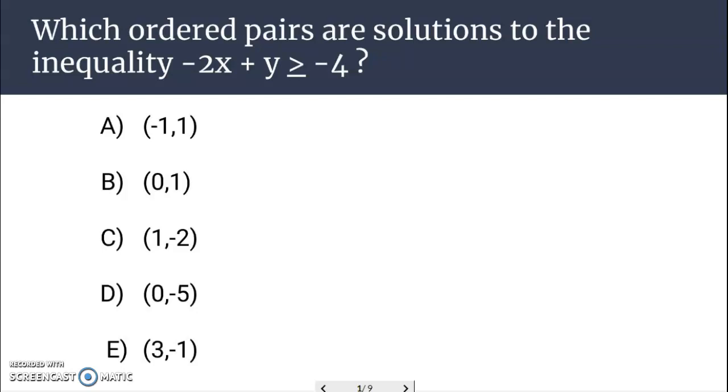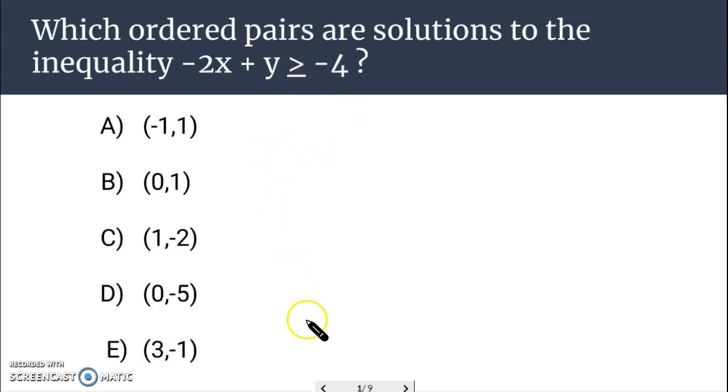Welcome back, everybody. This lesson we're going to talk about two variable inequalities, and I'm going to show you quite a few different examples in terms of two variable inequalities and their graphs and what effect they have on points and so forth. First off, we're going to test to see which of these five ordered pairs make the inequality true. The inequality is negative 2x plus y greater than or equal to negative 4.